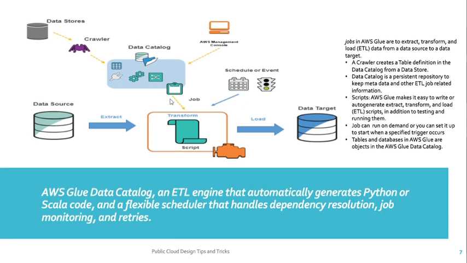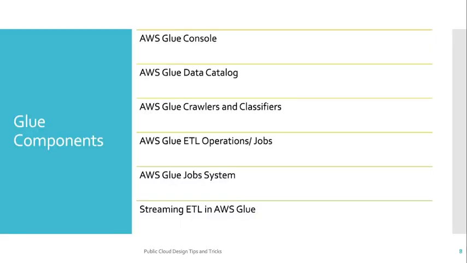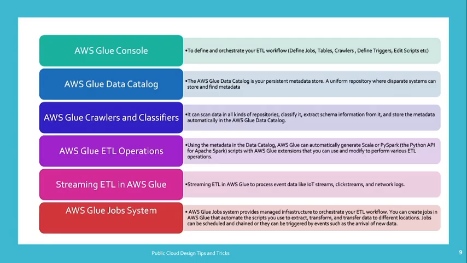If you try to understand the data catalog part, it is an engine that automatically generates Python and Scala code, and a flexible scheduler that handles dependency resolution, job monitoring and retries. Now let's try to understand what the Glue components are. AWS Glue components are the Glue console, data catalog, crawlers, classifiers, ETL operations, jobs, streaming ETL in AWS Glue. Let's try to understand the definitions.